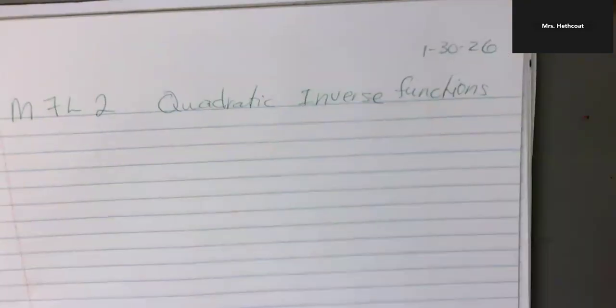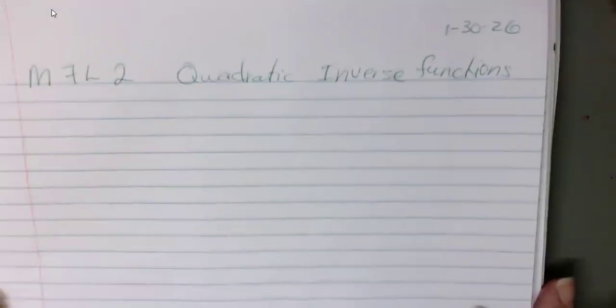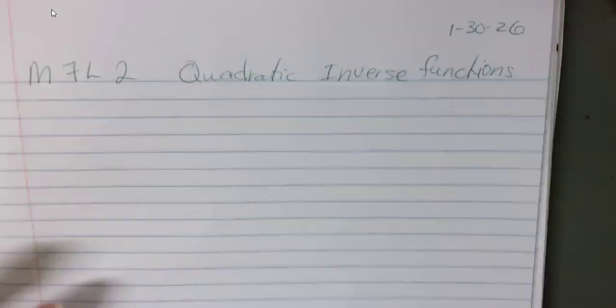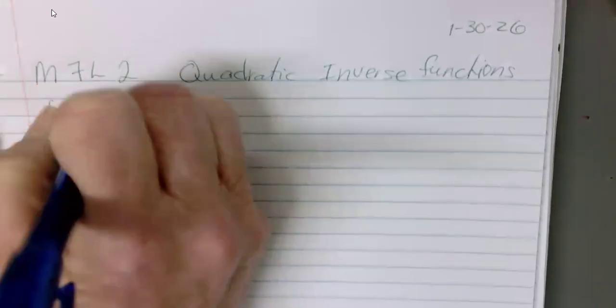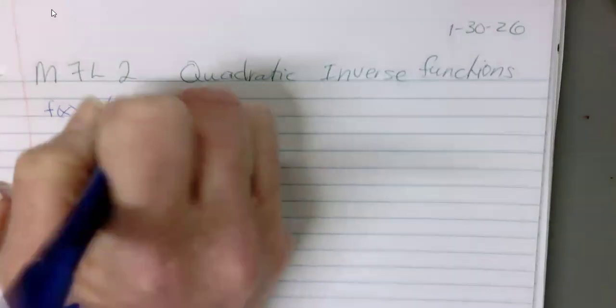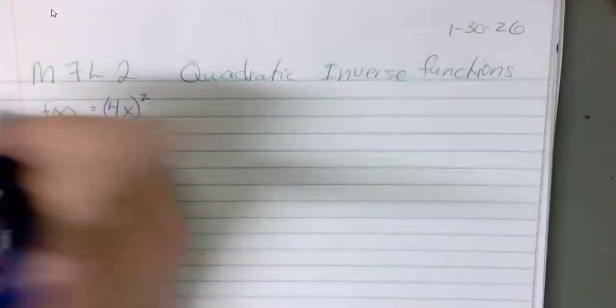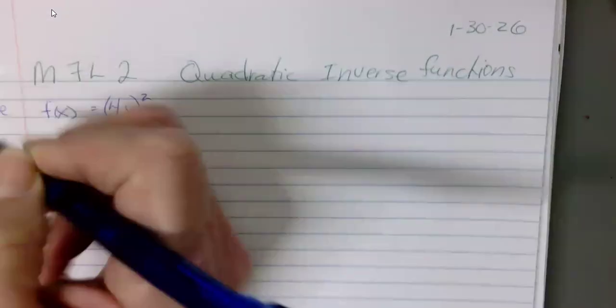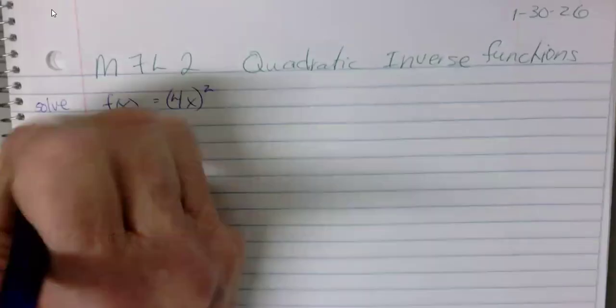Either way is good. Today our title is Module 7, Lesson 2, Quadratic Inverse Functions, or Inverse Quadratic Functions. Our first problem is going to be, what if we have f of x equals the quantity 4x squared? Well, our first step to finding an inverse is to solve for x.